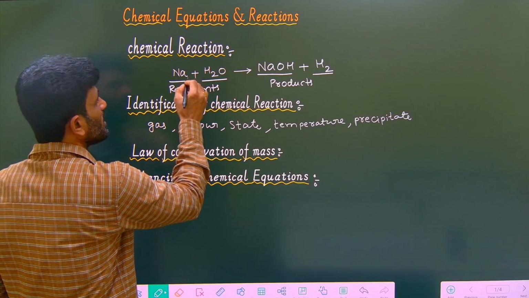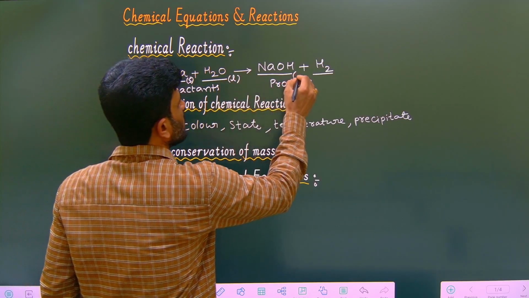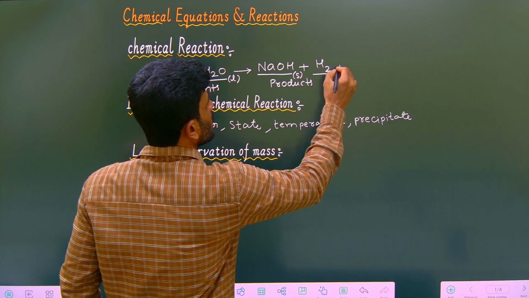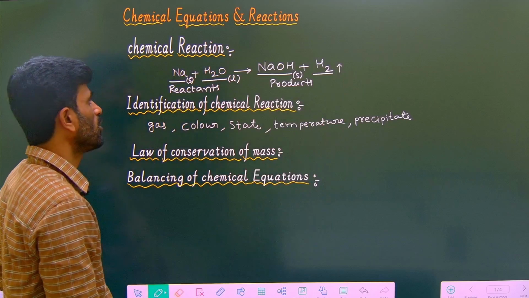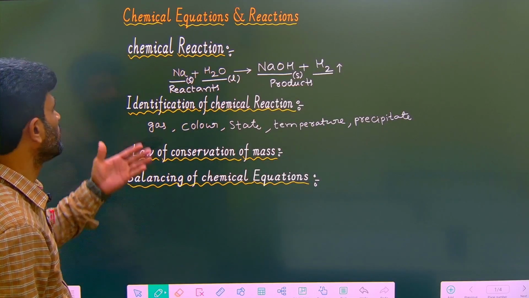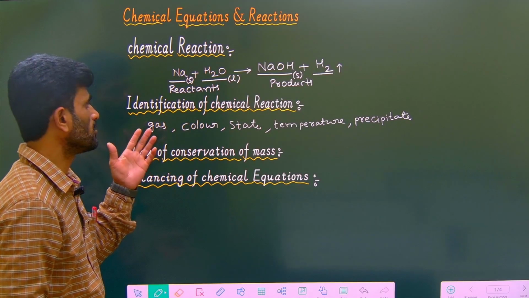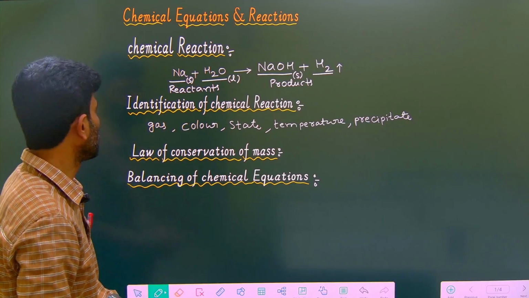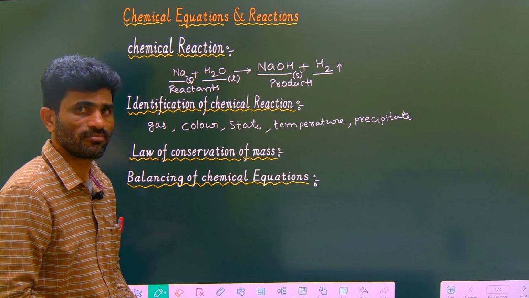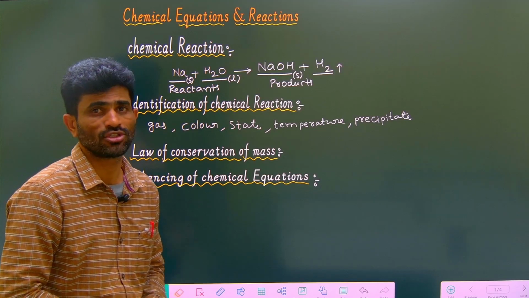And here we also represent their states: solid, here this is liquid, and this is again solid, and this is gas. This representation of a chemical reaction is called a chemical equation. We discussed what a chemical reaction and a chemical equation are, and how we identify whether a chemical reaction has taken place or not. Now the next important topic is the law of conservation of mass. What is the law of conservation of mass? Already you studied the law of conservation of energy.